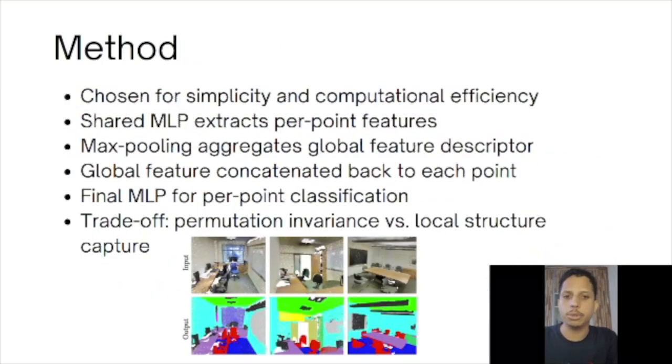So why did we choose PointNet? We chose PointNet because it's simple and doesn't require much hardware. Each point goes through shared layers to extract features. Then a max pooling layer summarizes everything into one global feature. We add this global information back to each point and use another MLP to predict the label for each one. The main limitation is that PointNet doesn't really capture local details or spatial relationships very well.